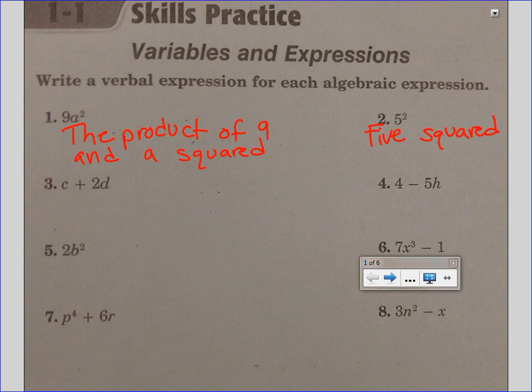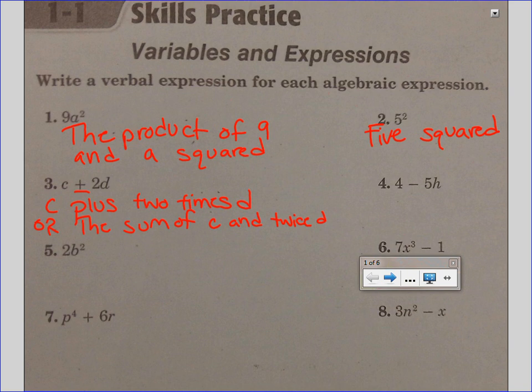The next one, we have c plus 2d, and when we see a plus, we can call that a sum. So one way that we could write number 3 would be to say that c plus 2 times d, or we could use the sum idea and we could say the sum of c and twice d. And twice means 2 times.